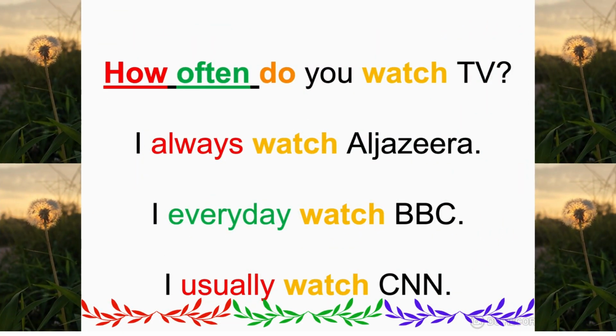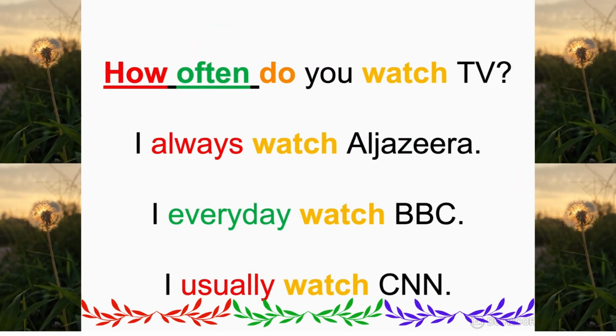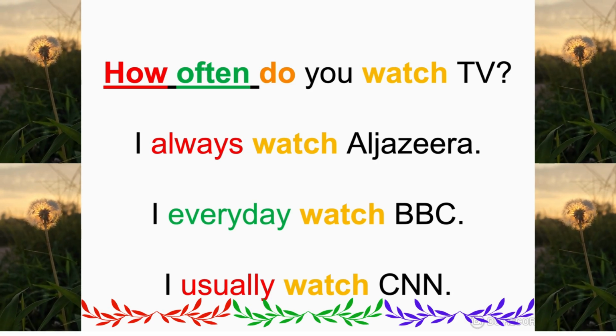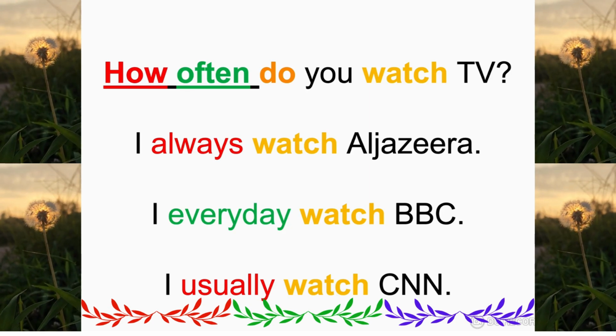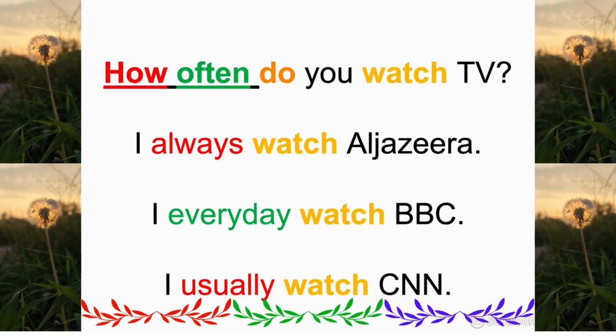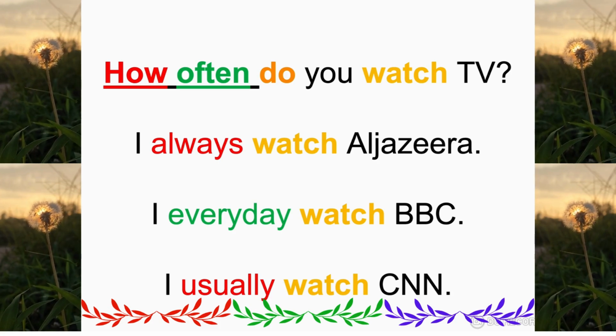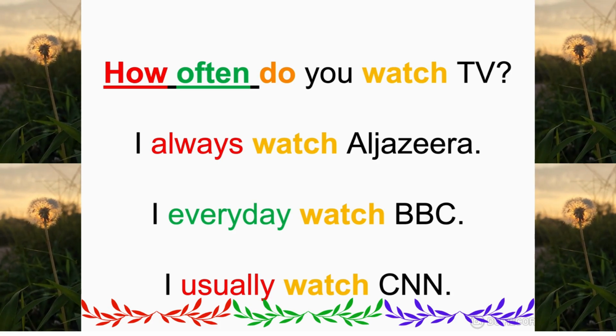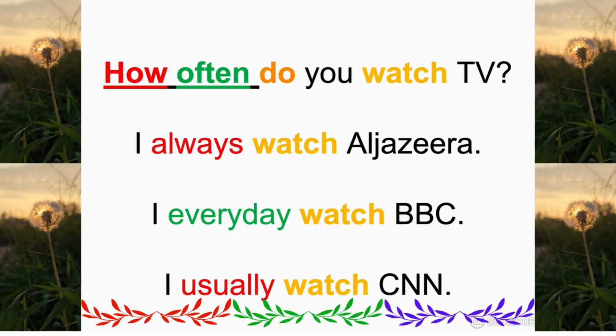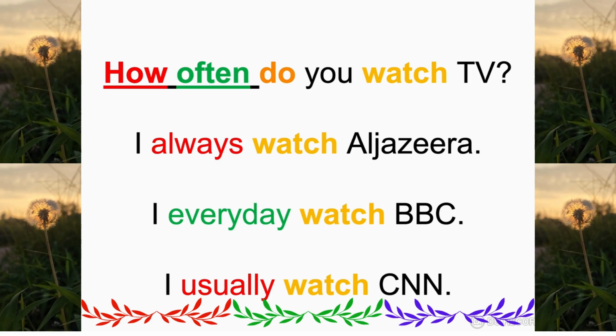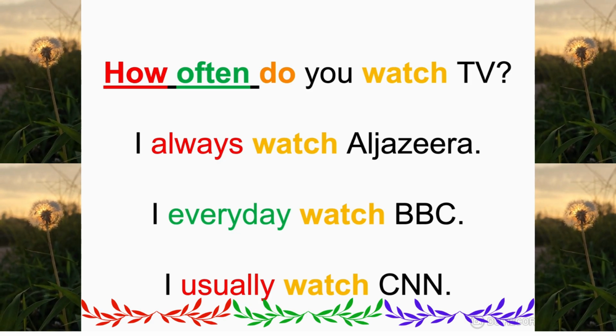So now we are going to ask questions, and in the answer we are going to answer with adverbs of frequency. For example, the first question is, how often do you watch TV? So TV in general. So I always watch Al Jazeera TV. So always is between I and watch. So I is the subject and watch is the verb. So I always watch Al Jazeera TV.